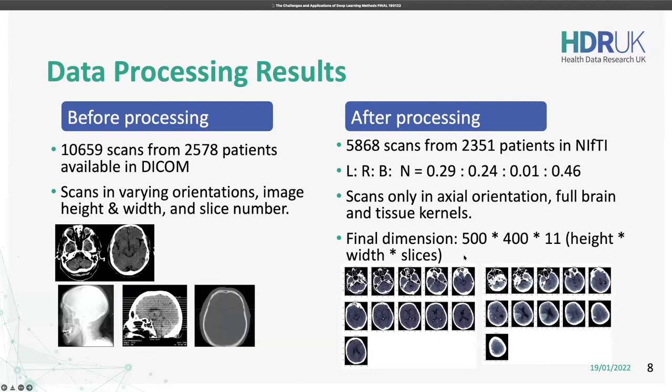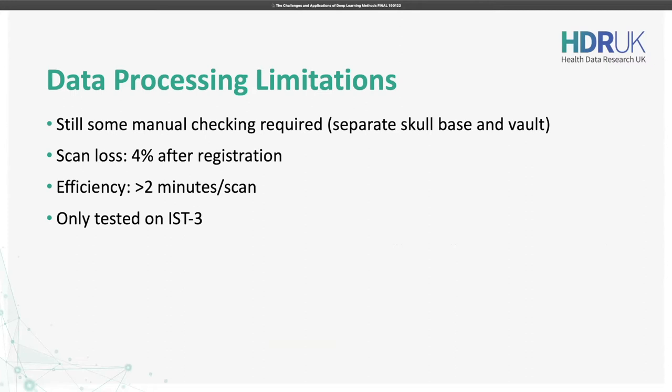After that, we have only axial orientation scans and full brains with tissue kernels, because for the deep learning method we need the dimensions to be the same. So we finally chose the dimension 500 by 500 by 400 by 11 slices for the deep learning algorithm to take as input. Here are some example input slices. We of course have some limitations during processing, because some scans further separated the vault and the base, which we manually checked, because it was quite difficult for an algorithm to process automatically.